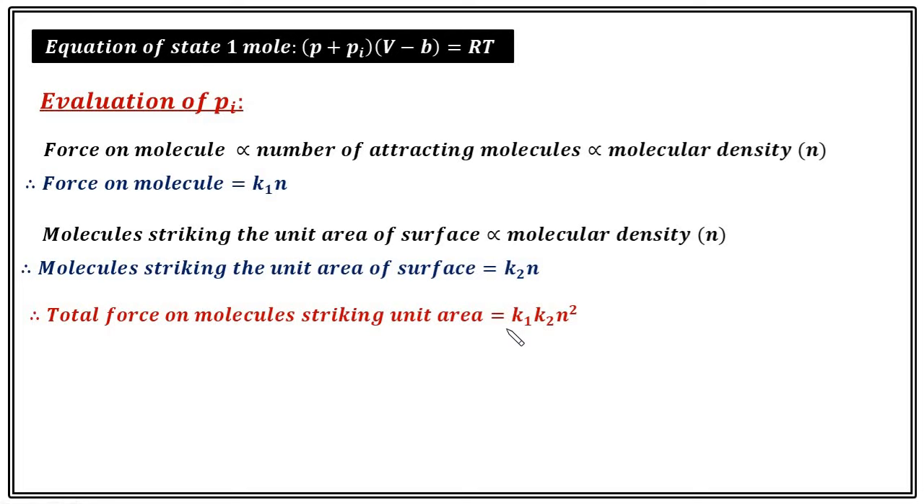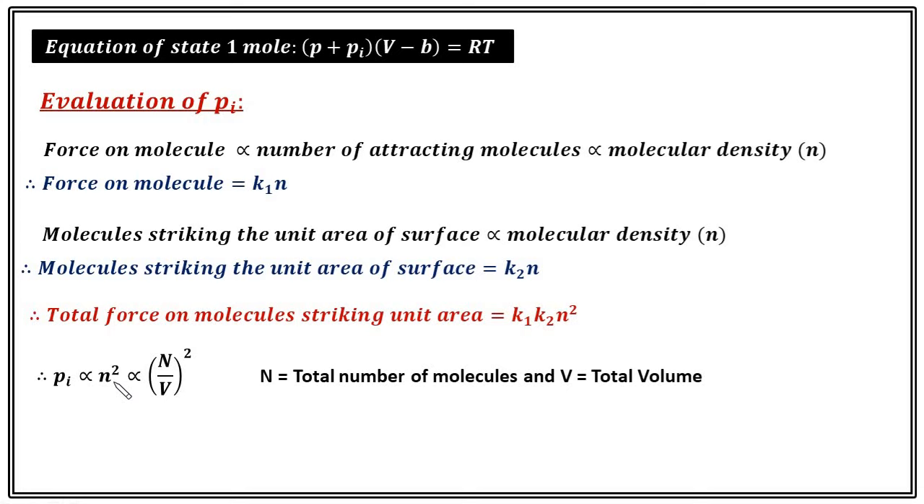So we will have total force equals K1 K2 n square. And as this is force per unit area, that means this is the pressure. So the overall pressure, that is Pi, is proportional to n square. Okay. And if you consider the volume V and number of molecules N, then this small n can be replaced by capital N upon V.